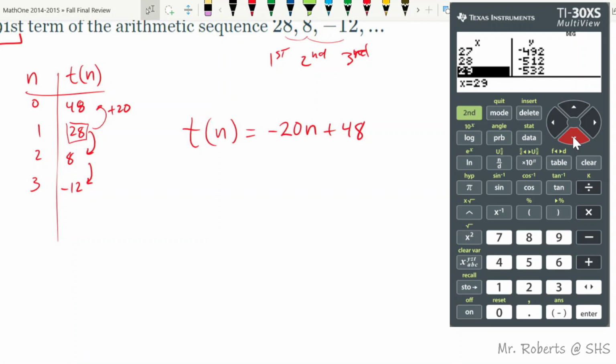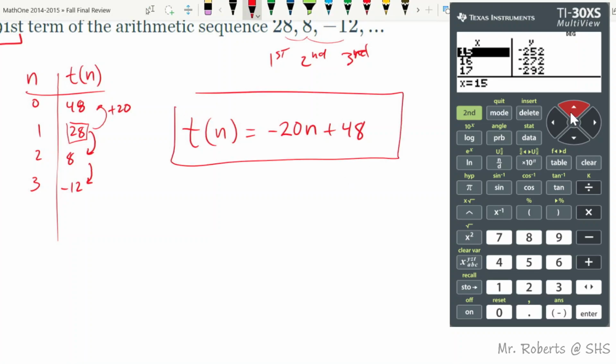This is not a great way to do that. I just like looking at this because I can verify that the rule we've written down is doing what it should do. And now that I believe in the rule, I can find the 91st term by taking negative 20, multiplying it by 91, and then adding 48 to that.